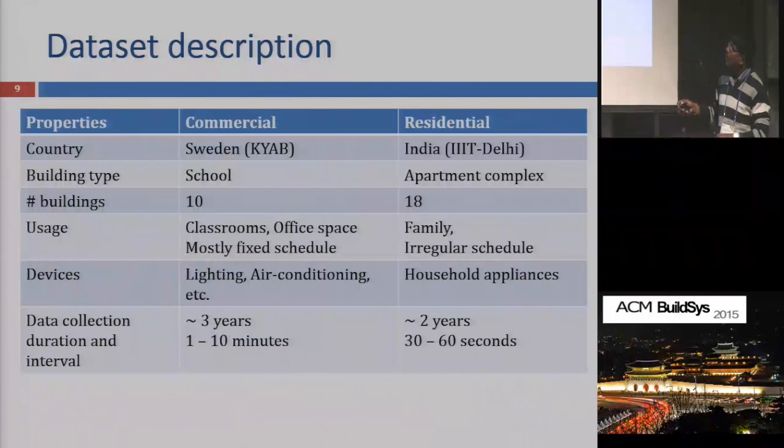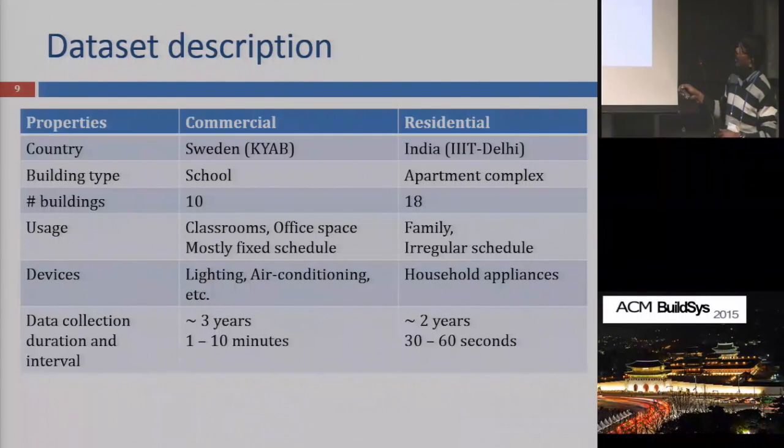So we implemented this algorithm, and we have experimented with it on diverse data sets. One is the commercial data set from Sweden, and the other is a residential data set from India. The building type is a school campus. This is a residential apartment where a lot of working professionals are living.